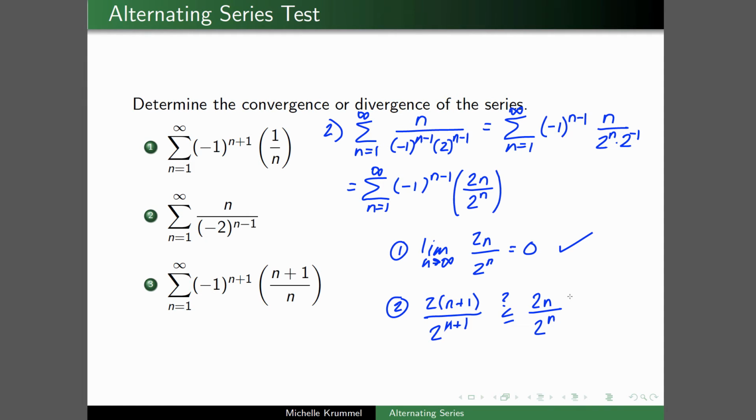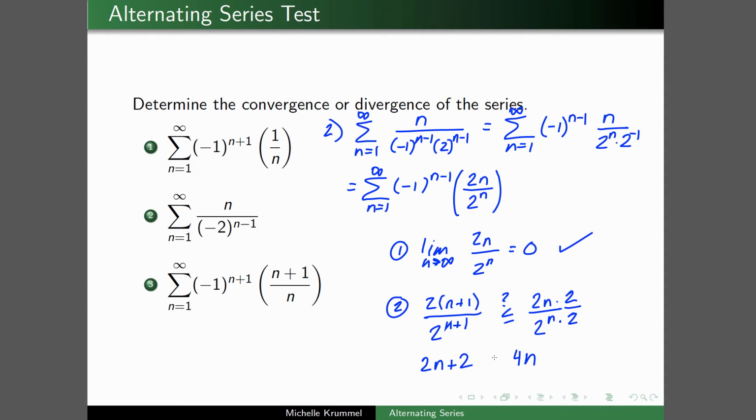Now if I multiply the numerator and denominator by 2 over here, then in the denominator I have 2 to the power n plus 1, which matches the denominator of the fraction on the left. Since the denominators are the same, I can just compare the numerators. Is 2 times the quantity n plus 1, which is 2n plus 2, less than or equal to 2 times 2n, which is 4n?